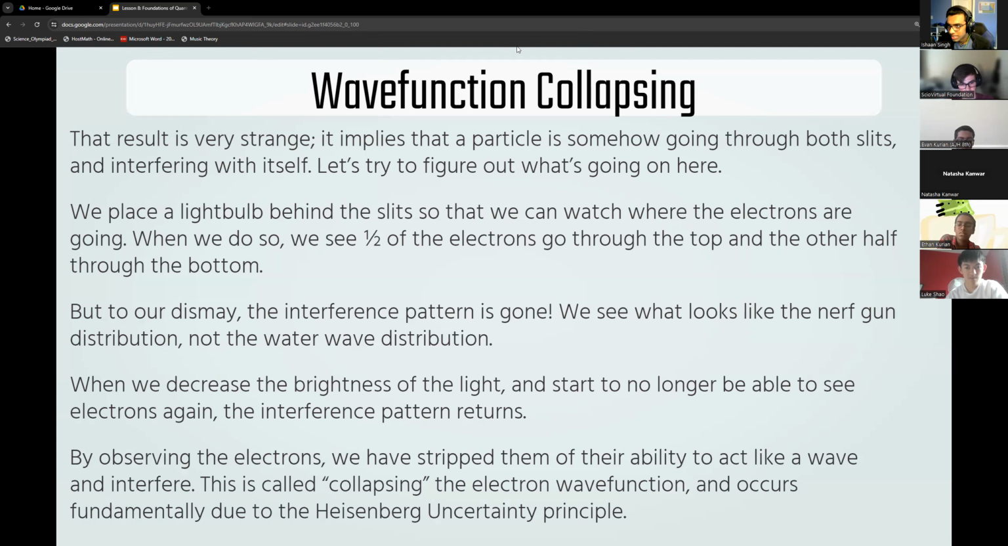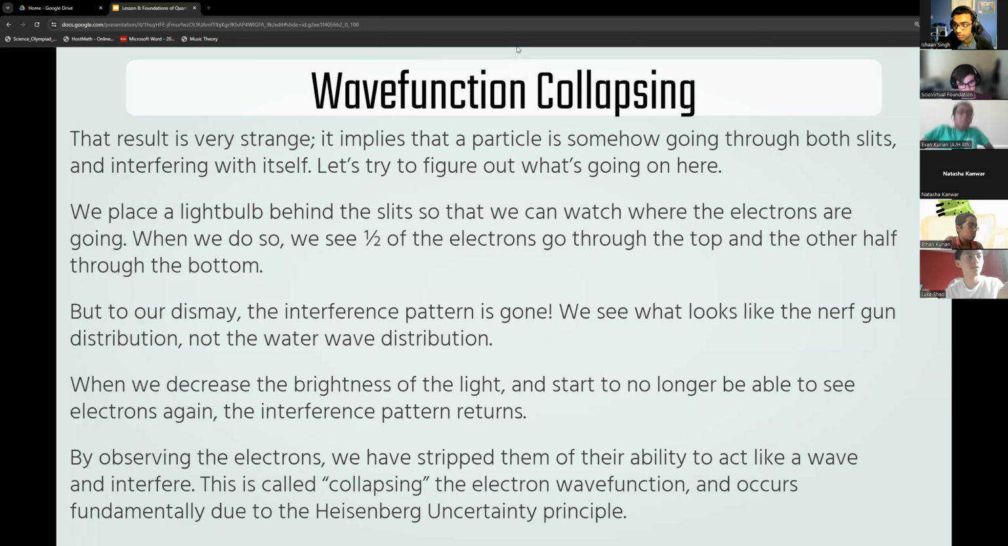You might be more familiar with it as a relationship saying we can either be certain in position or we can be certain in momentum. And that's really what looking at a particle does. When we look at a particle, we get full certainty in its position. And so then we have to have complete uncertainty. Let me not get into that actually. The point is, when we observe this, we collapse the electron wave function. And it's fundamentally due to the Heisenberg uncertainty principle.